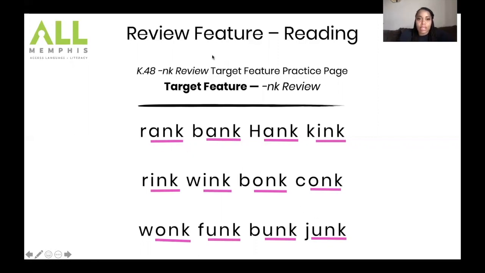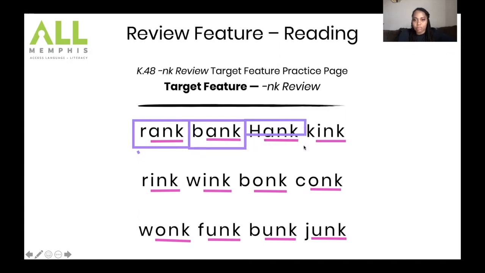So I'm gonna underline it in a different color so our phonogram review can stand out. Are you ready? I'm gonna box it so we can read the words together. All right, read this word. Yes, the word is rank. Read this word. Yes, the word is bank. Read this word. Yes, the word is Hank. Remember, that was a person's name. And read this word. Yes, the word is kink.